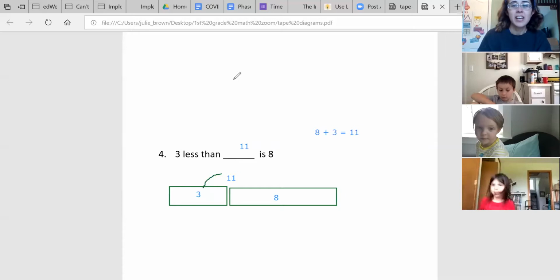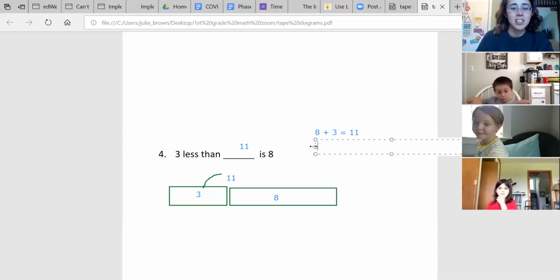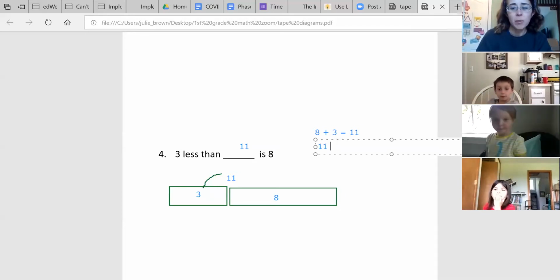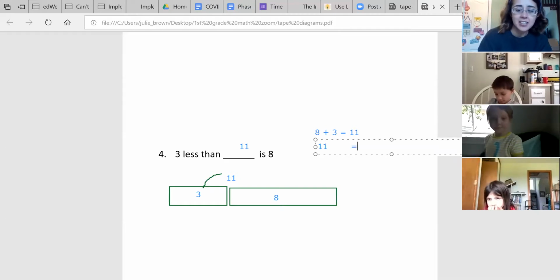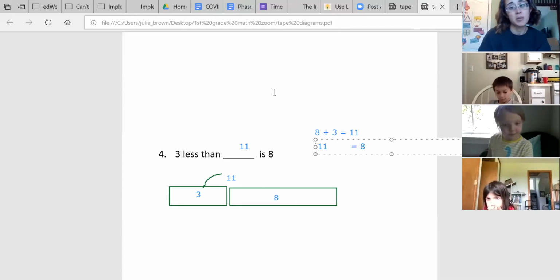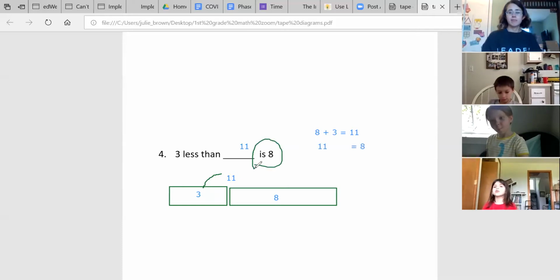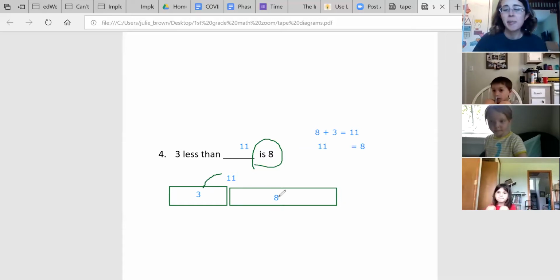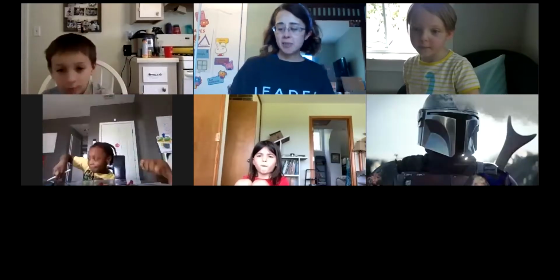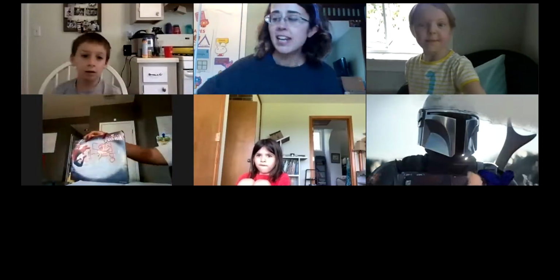Yeah. What if I do a subtracting sentence and I start with 11, but I want my answer to be 8 because it says in the word problem, it says is 8. 11 minus 3. Yeah, 11, the whole, minus 3 gives us 8, the other part. Great job.